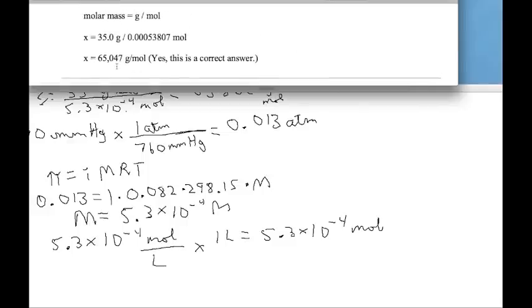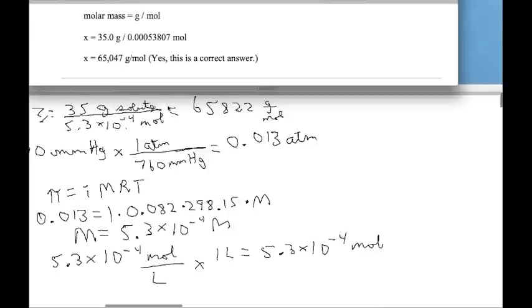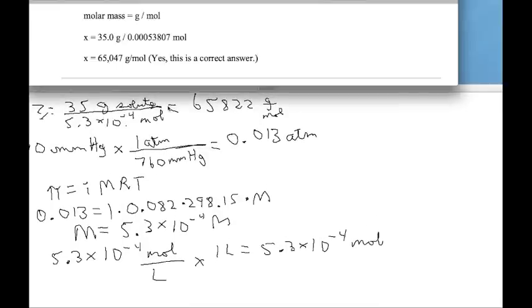They got, I think, a slightly different answer than both of us. But anyway, it's about 65,000. Depending on how you round off, you'll get slightly different answers. But they got about 65,000 like us. Does it make sense that this is so big? Why would this be big? Because hemoglobin is big. Yeah, that's right, because hemoglobin is big.